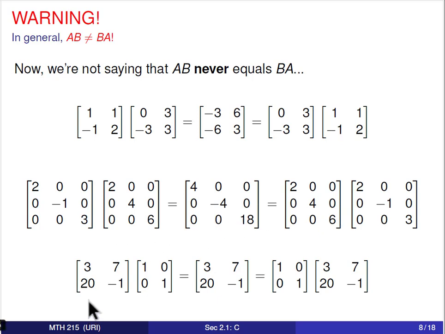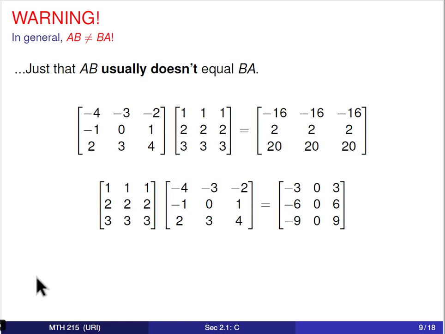And it's certainly true for all matrices that if you multiply by an identity matrix on the right, or if you multiply by the identity matrix on the left, and this is assuming that the matrix is a square matrix, but either way, you'll definitely get back the original matrix, and so the identity matrix commutes with any square matrix. Okay, but in general, AB usually does not equal BA.